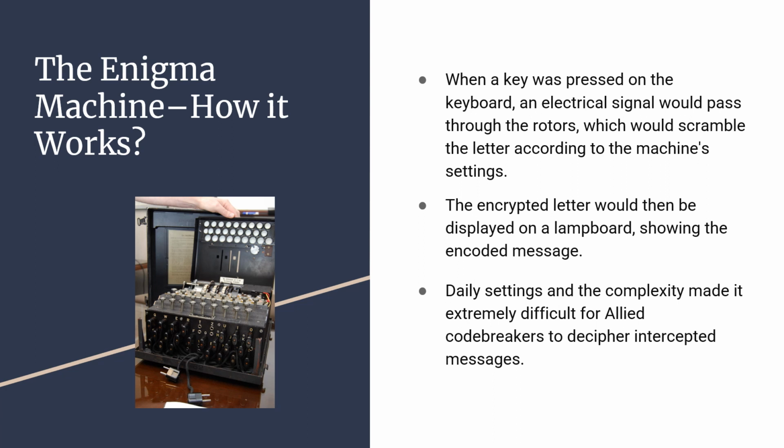Basically, when a key was pressed on the keyboard, an electrical signal would pass through the rotors, which would scramble the letter according to whatever settings the machine had at the time. Then the encrypted letter would be displayed on the lamp board. Whatever the setting was, you would put the decrypted message in, it would go through the rotors and then show up on the lamp board encrypted.